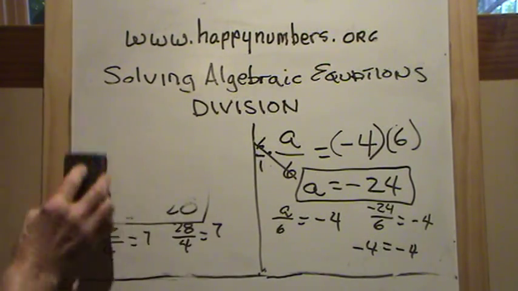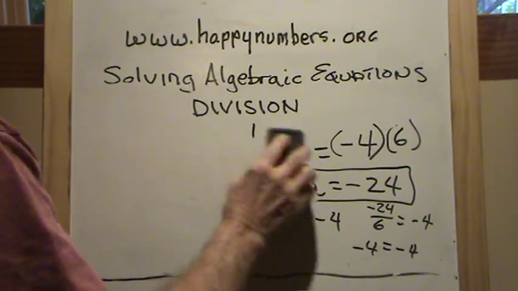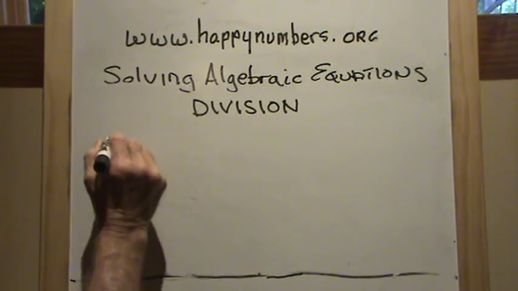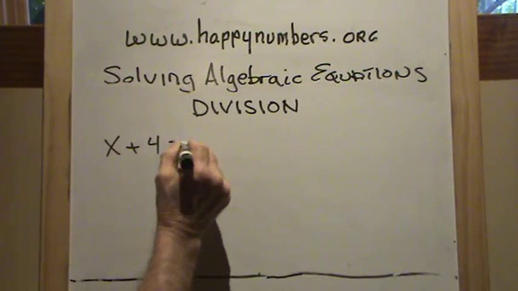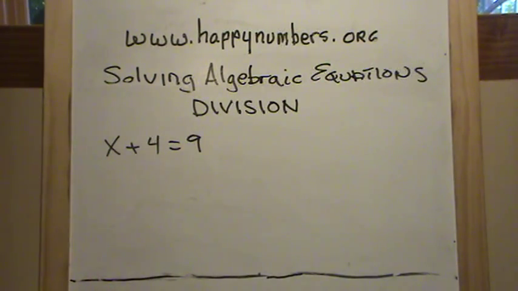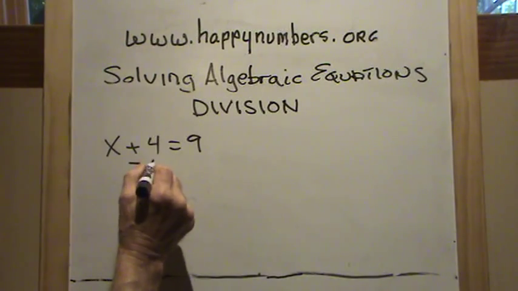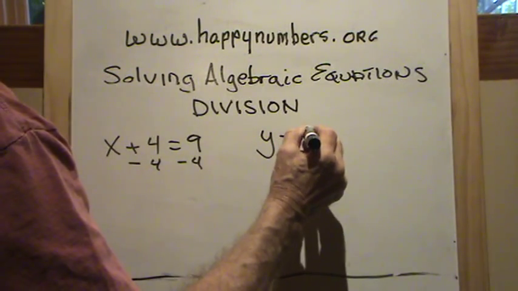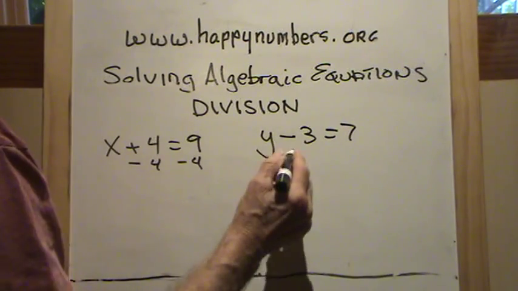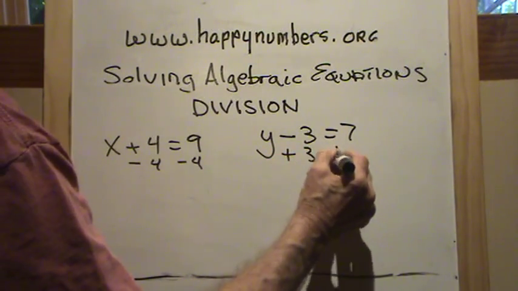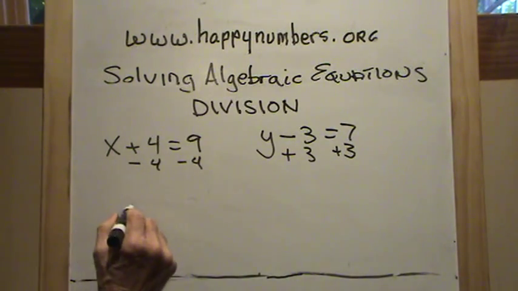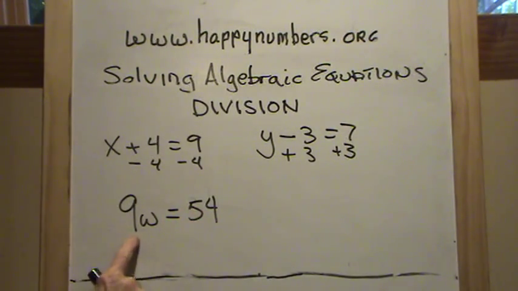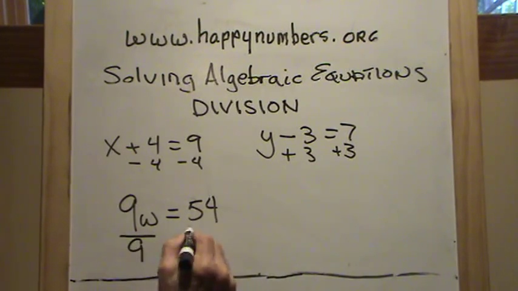Well, great. We now know how to solve equations that involve addition by using the opposite or the inverse, which would be subtraction. We now know how to solve equations by using subtraction, by using the inverse, which would be addition. We now know how to solve equations that have multiplication by using the inverse, which is division.